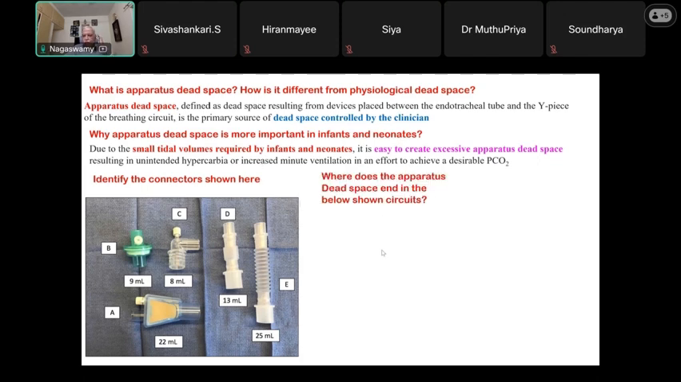So where does the apparatus dead space end in a particular circuit? That is a very important knowledge all of you should have, so that you can reduce the amount of apparatus dead space that the patient is going to breathe from. Now in the picture we are showing here, I am showing two circuits. One is the Mapleson B circuit, another is the Bain circuit. Now in these two pictures, up to which area is the dead space?